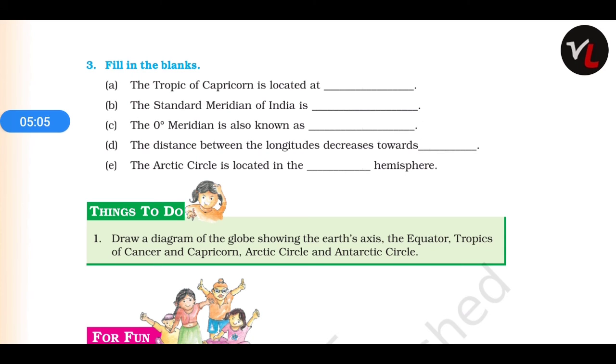Now let's move on to fill in the blanks. The Tropic of Capricorn is located in the southern hemisphere. The standard meridian of India is 82.5 degree east. The 0 degree meridian is known as the prime meridian. The distance between the longitudes decreases towards the poles. The Arctic Circle is located in the northern hemisphere.